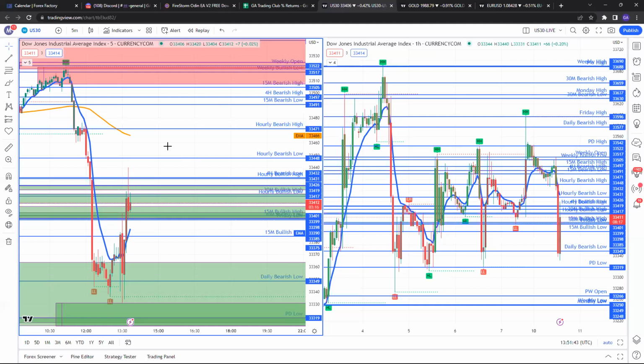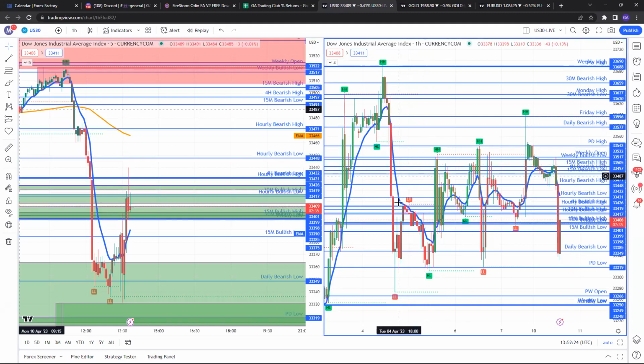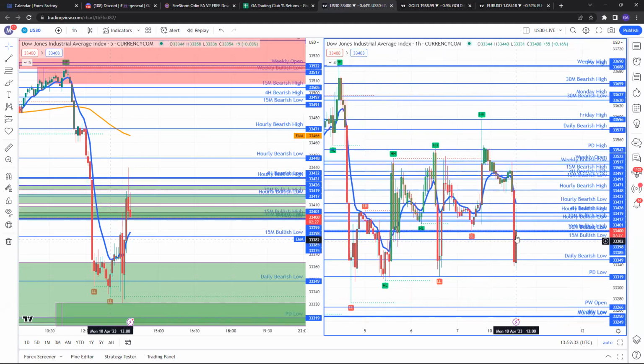So for the analysis today, let's see US 30. You can see the chart on my right is the hourly chart, and US 30 has just been consolidating on the hourly. But we do have prices below the 9 EMA on the hourly, or price close below the 9 EMA. This spike up came to ideally retest the 9 EMA on the hourly.